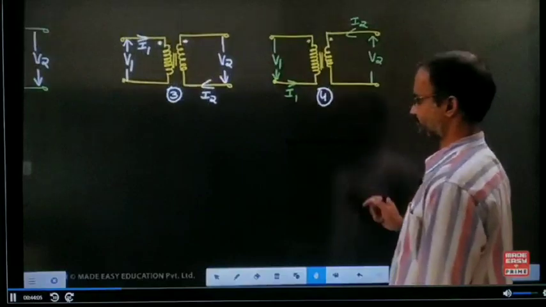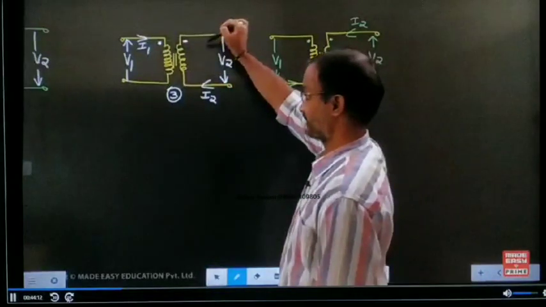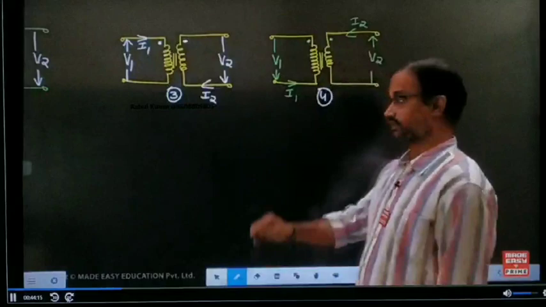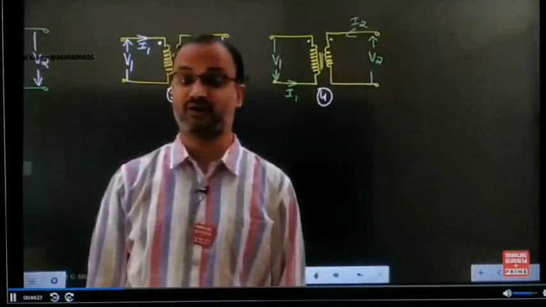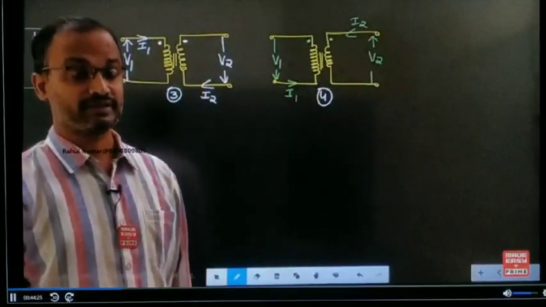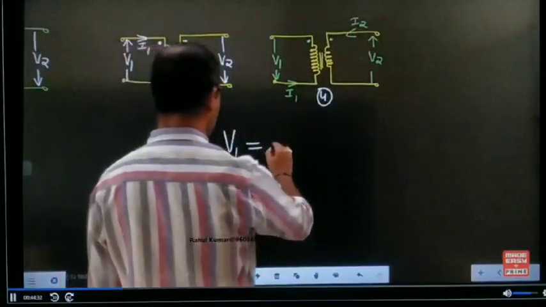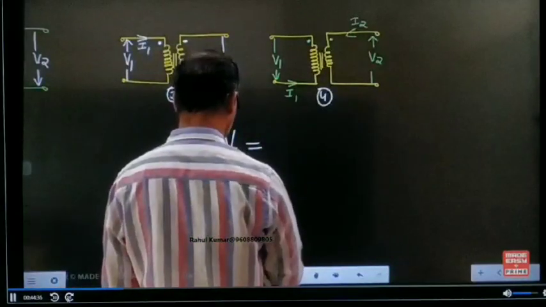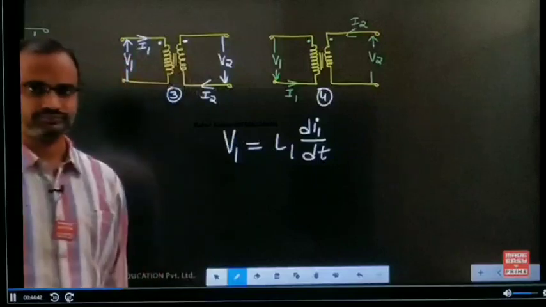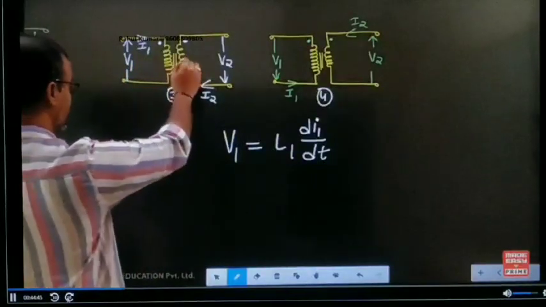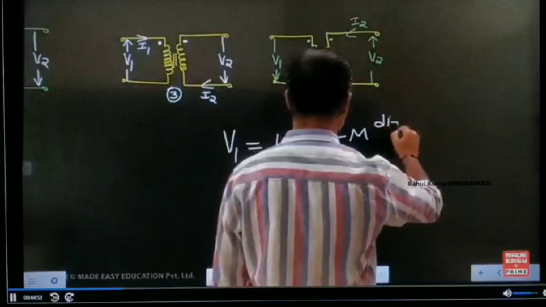Now come to the other two figures. Here I1 is entering a dotted point and I2 is leaving a dotted point. But in this example, I1 is leaving and I2 is entering. If one current is entering and the other current is leaving, the sign of the mutual is opposite to the sign of the self-induced voltage. Can you write the respective equations here? Whenever the I1 current is circulating, the self-induced EMF we write as L1 dI1 by dt. For this one, the current of the second inductor produces a mutual in the first one. What is the sign? The minus dI2 by dt.